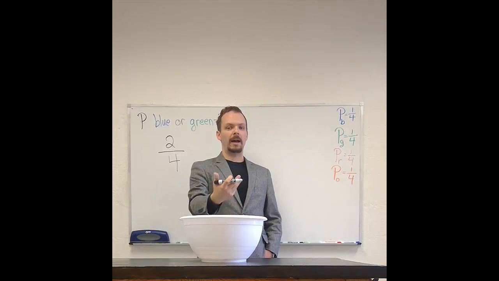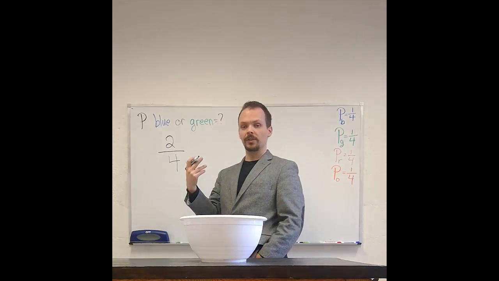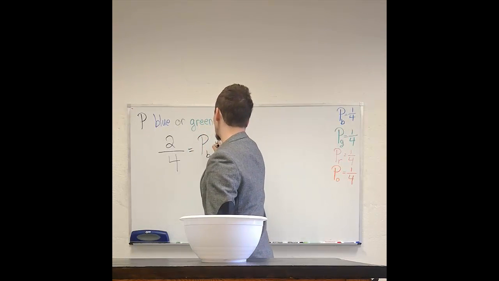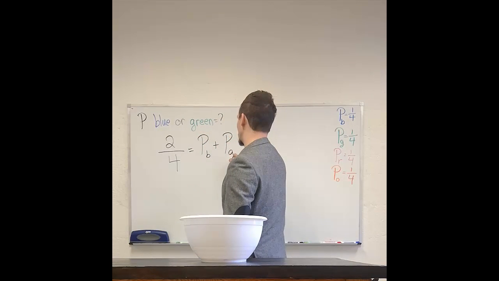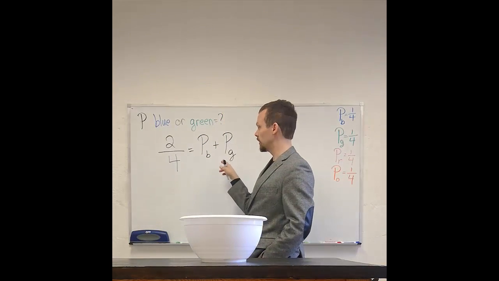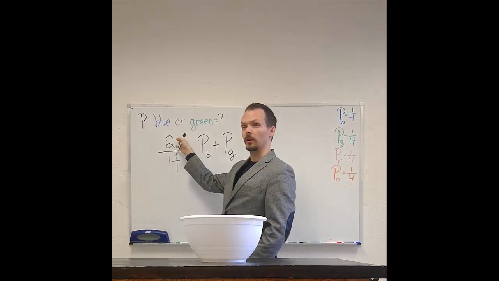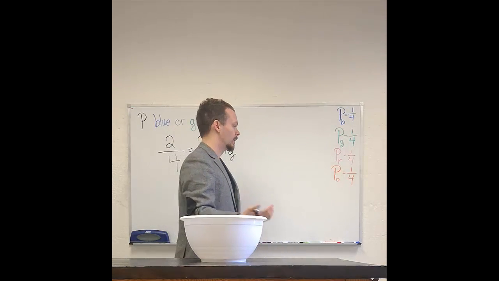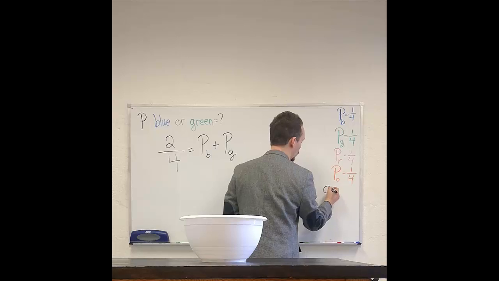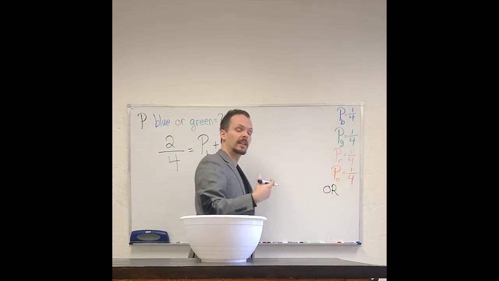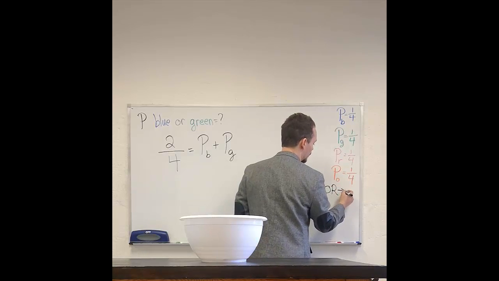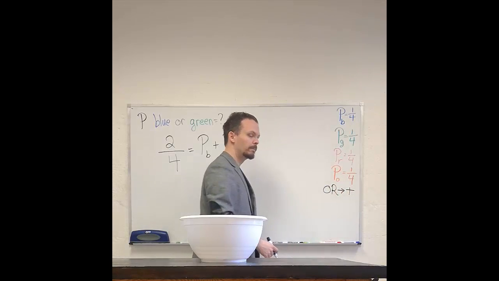Now, if you look at this from a mathematical perspective, you will see that this is the probability of blue plus the probability of green. 1/4 plus 1/4 gives me 2/4. And this is a common fact. When you see the word "or" when dealing with matters of probability, you should think to add.